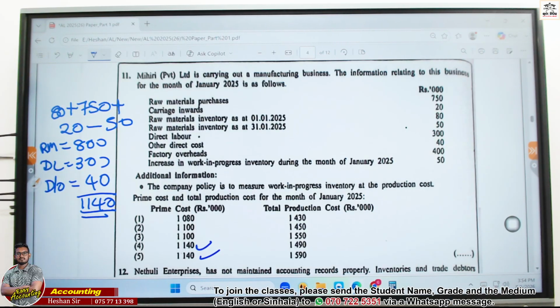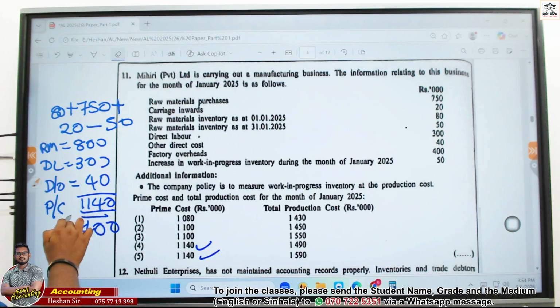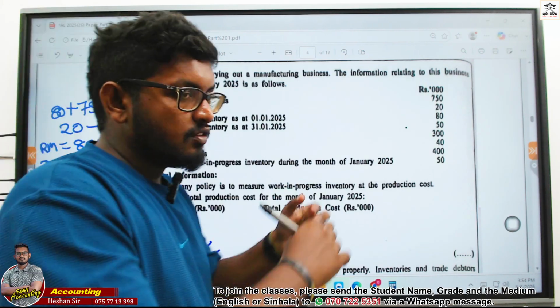So you can see then the production overhead, factory overhead is 400, right? Then you can see increase in production. Increase in work in progress. Do we add or deduct? Increase in work in progress inventory during the year.